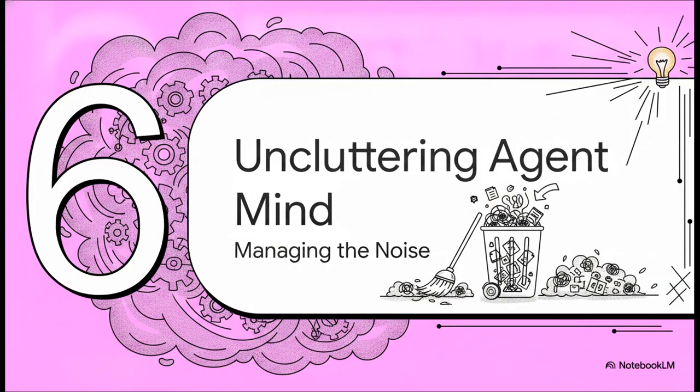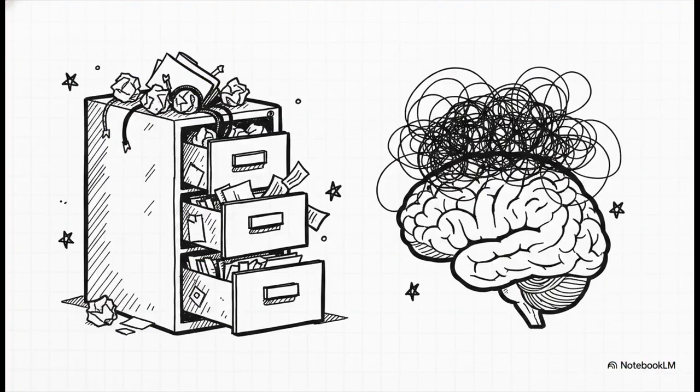Finally, we reach Section 6, Uncluttering the Agent Mind. So, transitioning to persistent memory brings up one last massive engineering challenge. Storing everything forever sounds fantastic in theory. In practice, it is a nightmare. Just like a human mind, an agent's memory store can become incredibly cluttered over time. It fills up with redundant info, totally unrelated details, and token-heavy noise.